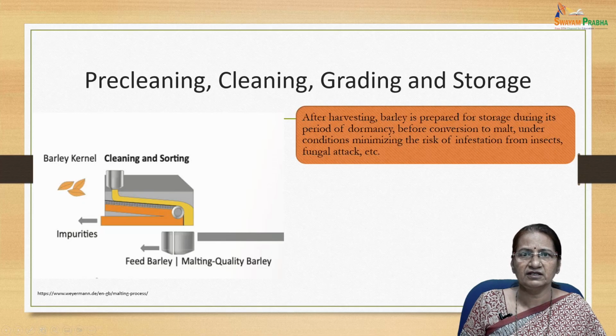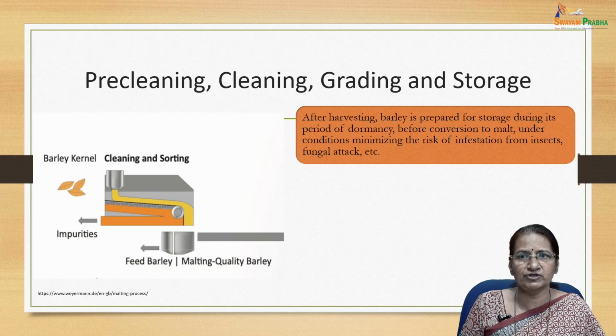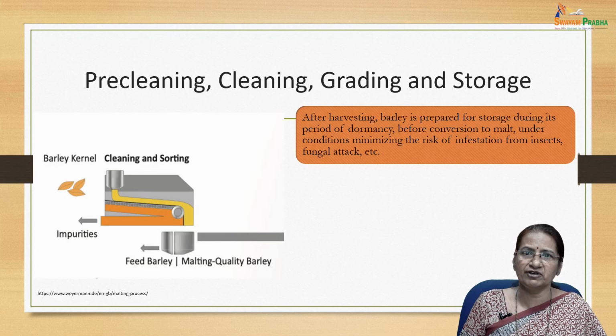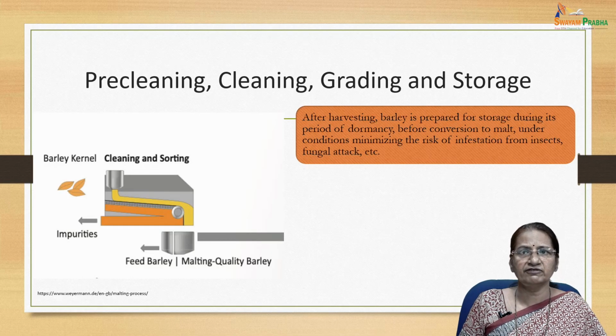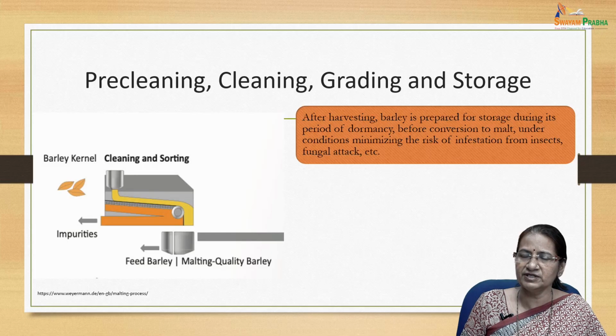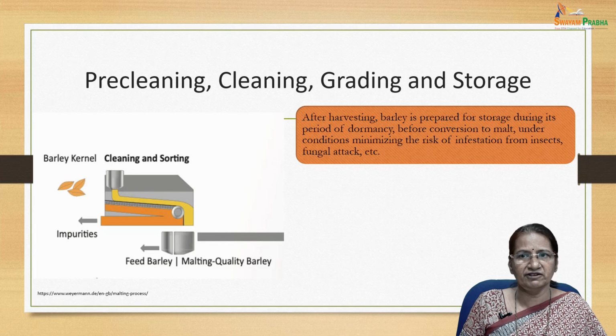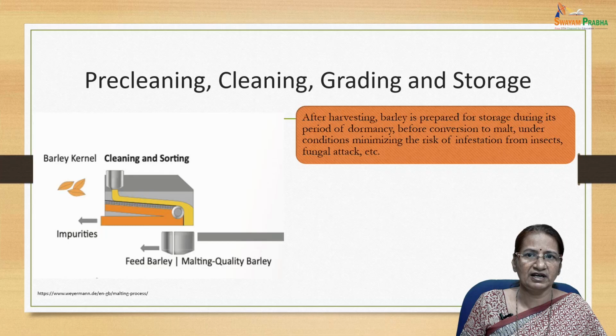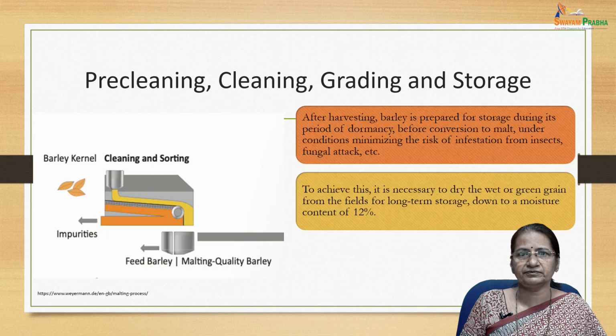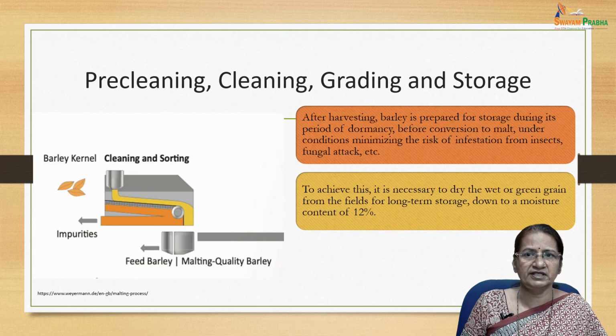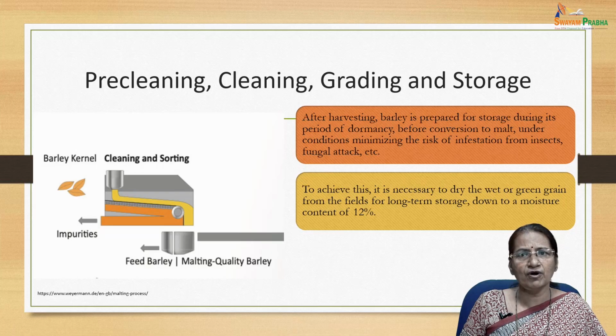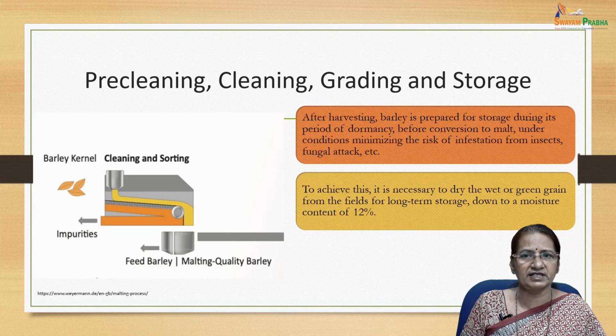After harvesting, barley is prepared for storage during its period of dormancy before conversion to malt, under conditions minimizing the risk of infestation from insects, fungal attack, etc. To achieve this, it is necessary to dry the wet or green grain from the fields for long-term storage down to a moisture content of 12%.